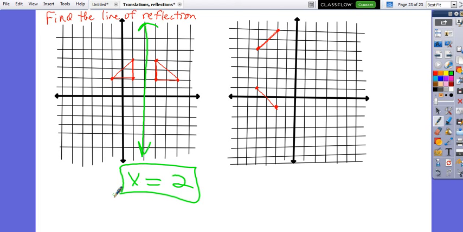Okay? So for this last one, we got to look for the line that cuts directly in between the two diagrams. So where would that line be? Somebody come up here and put it on the board. Come on, somebody. First man up, let's go. First woman up. Man or woman. Come on.